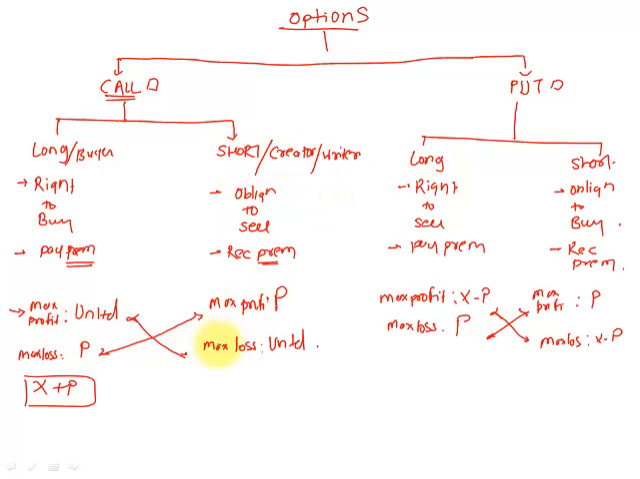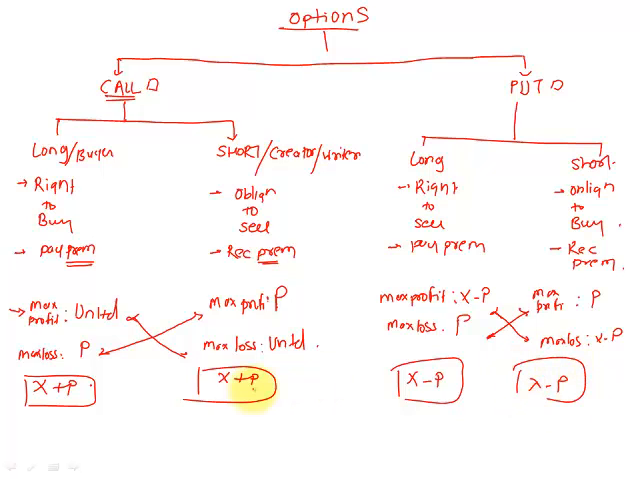How about short call, Nakul? It has to be the same. If this has a break-even point of x plus p, the other one will also have the same break-even point. What is the break-even point for put? X minus p, and therefore this is also x minus p. And finally, what we know is that this is a bullish position, this is a bullish position. The ones in the center are bearish positions.